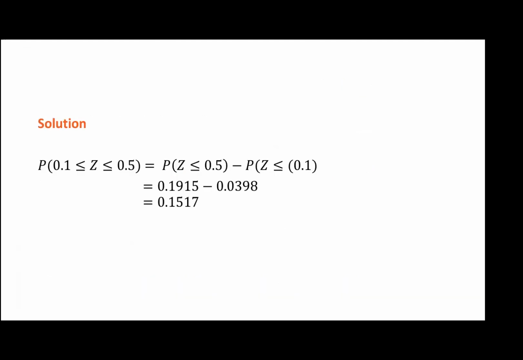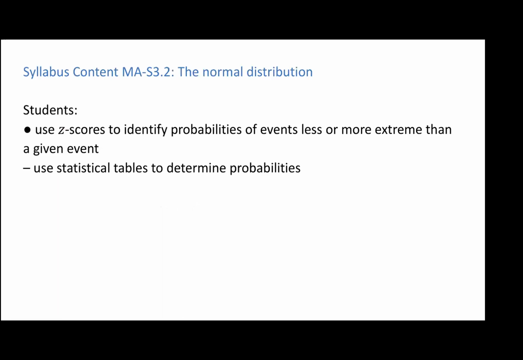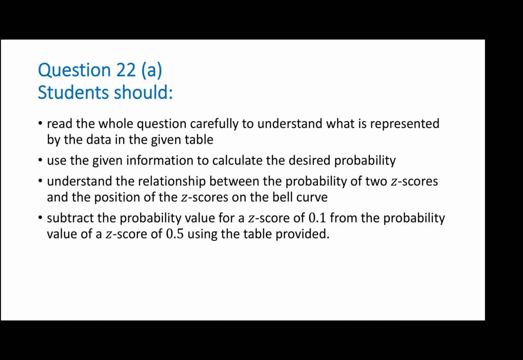So the solution is to find the difference between those z-scores and the probabilities given by those z-scores. It's using statistical tables to determine probabilities in the syllabus. So what students should do is read the whole question carefully to understand what is represented by the data in the given table. We need to use the given information to calculate the desired probability, understand the relationship between the probability of 2 z-scores and the position of the z-scores on the bell curve, and subtract the probability value for a z-score of 0.1 from the probability value of a z-score of 0.5 using the table provided.